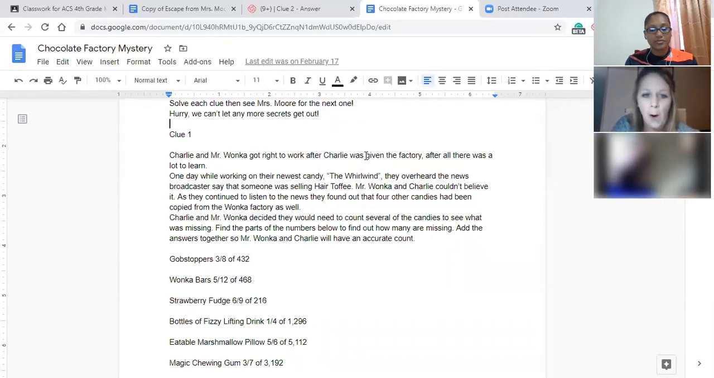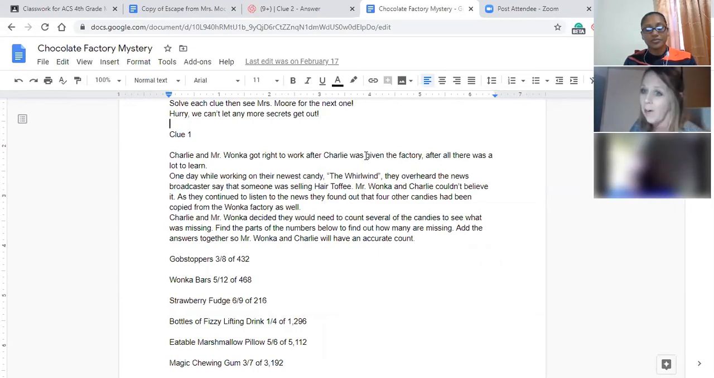Find the parts of the number below, find out how many are missing, and add the answers together so that Mr. Wonka and Charlie will have an accurate count. So basically, they had to find out how much is 3/8 of 432.